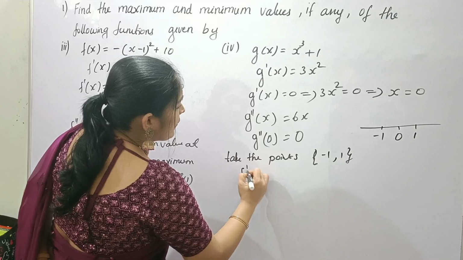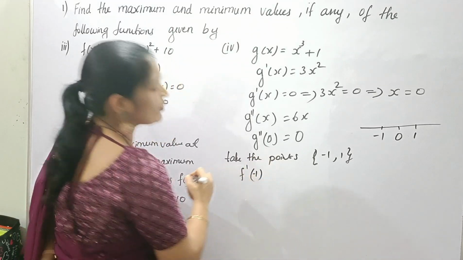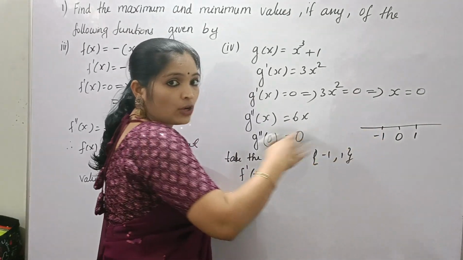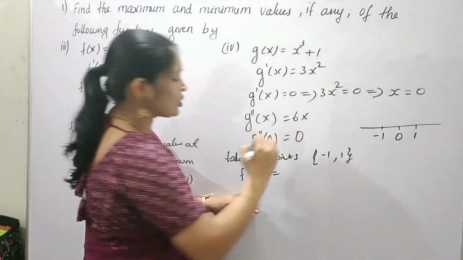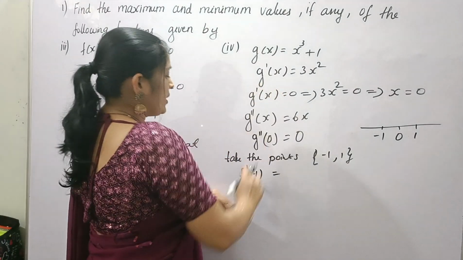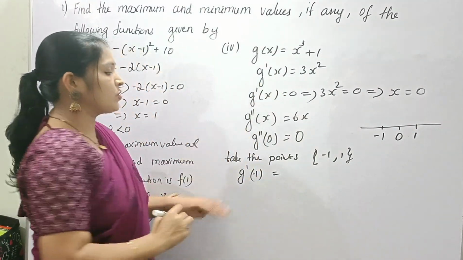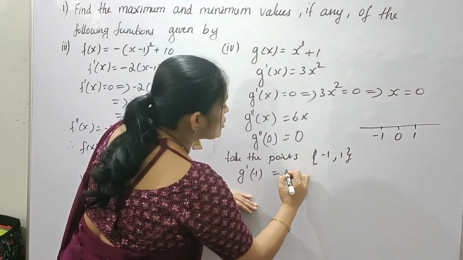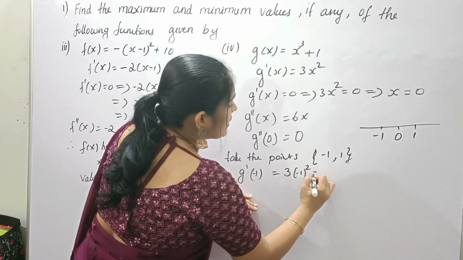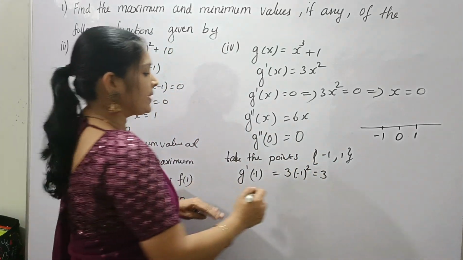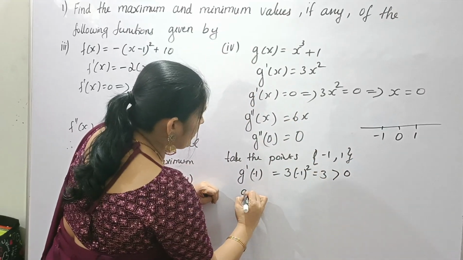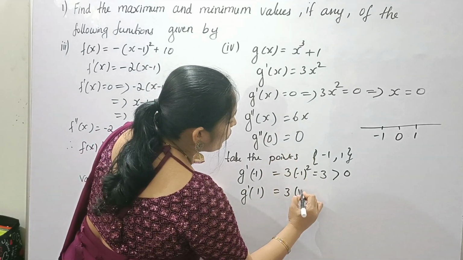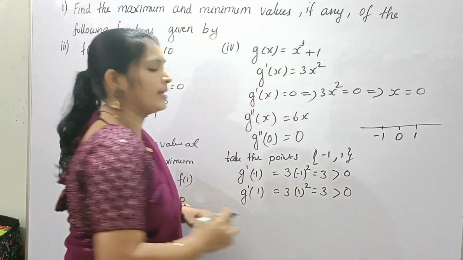Then next we will find g dash of 1 and g dash of -1. First we take -1, which is to the left of 0, less than 0. The given function is g of x, so g dash of x is equal to 3x square. So g dash of -1 is 3 into -1 square, that is equal to 3, which is greater than 0. Next we will find g dash of 1, that is equal to 3 into 1 square, that is also 3, which is also greater than 0.